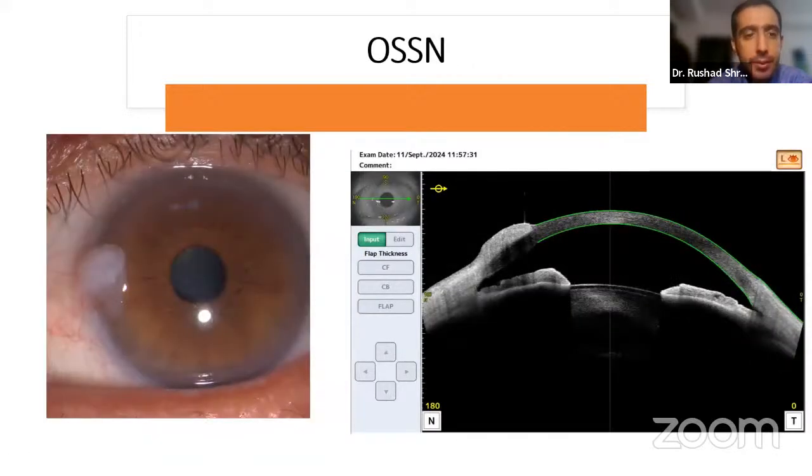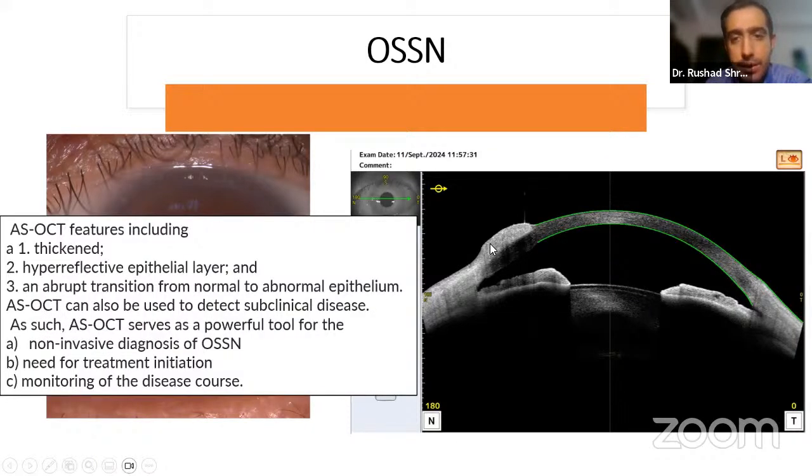In an ocular surface squamous neoplasia, what you can see here are some feeder vessels and some keratin on the surface. And when you look at the ASOCT features, you'll see that the epithelium is thickened. There's a hyperreflective epithelial layer, as you can see here. This area is much more intensely white compared to the rest of the cornea. And there's an abrupt transition from the normal to the abnormal epithelium, which you can see over here, where that green line tapers off into the white area.